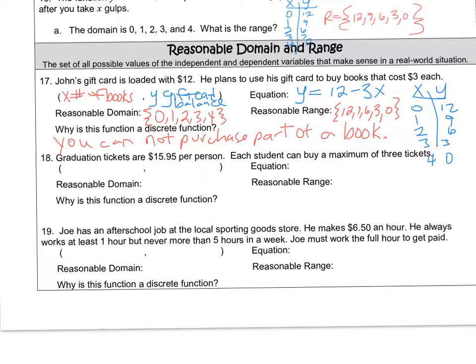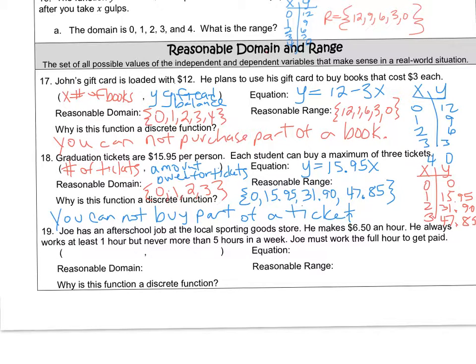Make sure you pay attention to the student can buy a maximum of 3 tickets when dealing with our domain and range. Pause your video, complete it, and then look back for the answer. Just like in number 17, it's discrete because you can't buy part of a ticket, can't buy part of a book in 17, can't buy part of a ticket in 18. Okay, on number 19, I want you again to give some thought to number 19. Pause the video, do your work, and then check back for the final explanation.